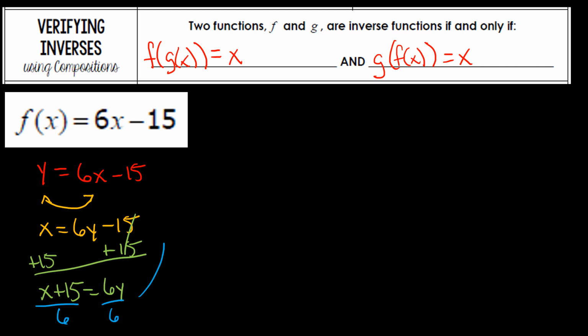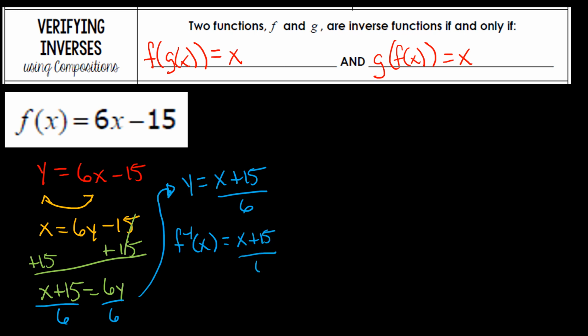So for the sake of time, I'm going to come up here and just rewrite this, that we get y equals (x plus 15) over 6. And really it should be f inverse of x equals (x plus 15) over 6. So if these two are inverses of each other, if I take this and plug it in for x, I should get just x. Well, let's find out.